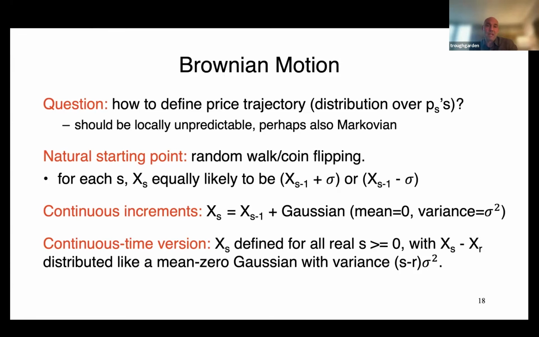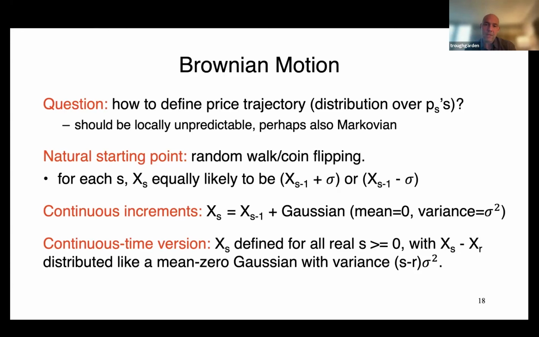This is what I mean by the Gaussianness constantly accumulating. So formally, what does that mean? You have this family of random variables indexed by s. If you take two of them, X_s and X_r, the difference between them should be distributed like a mean 0 Gaussian with the corresponding variance, meaning variance sigma squared times the length of the time interval between the two of them. So the variance is sigma squared times (s minus r).